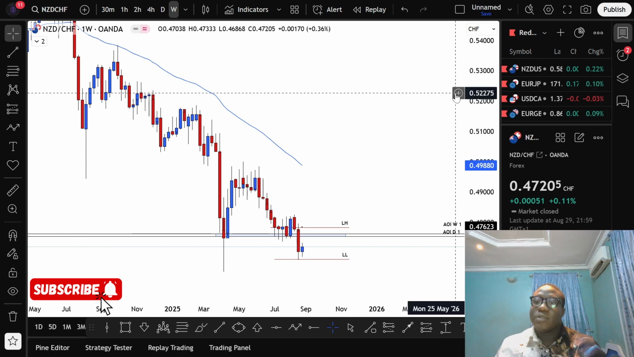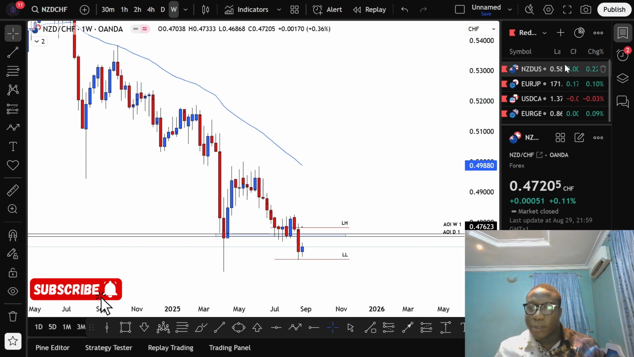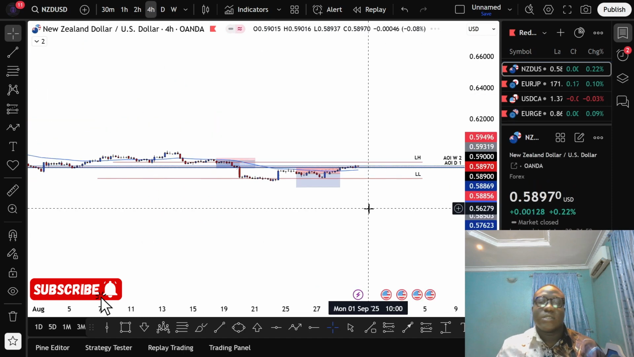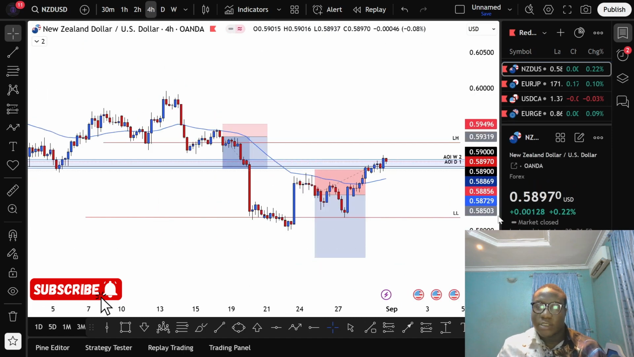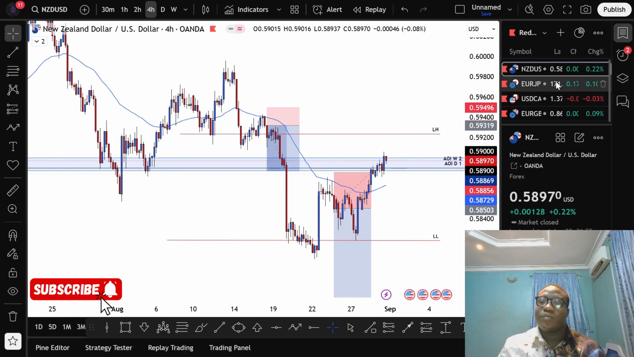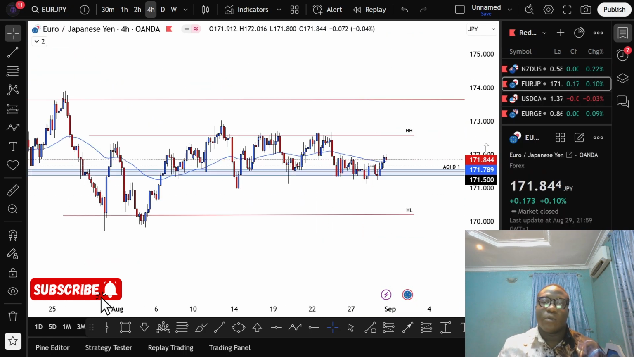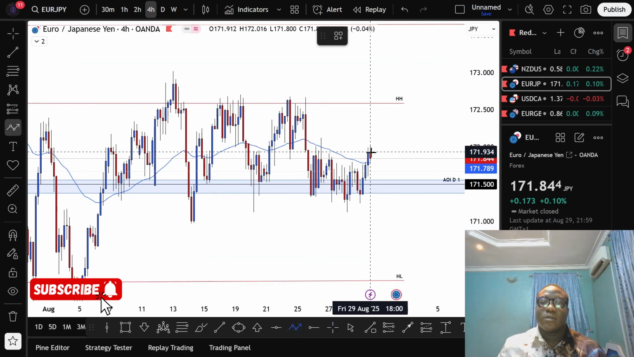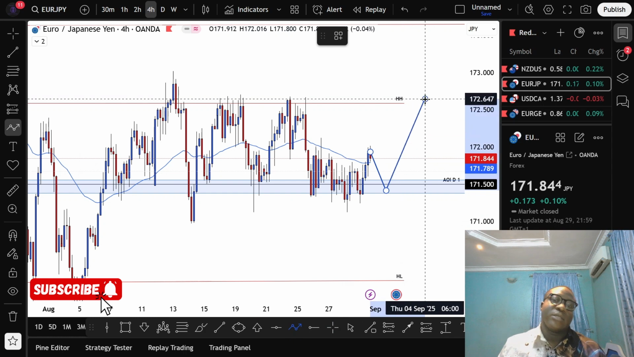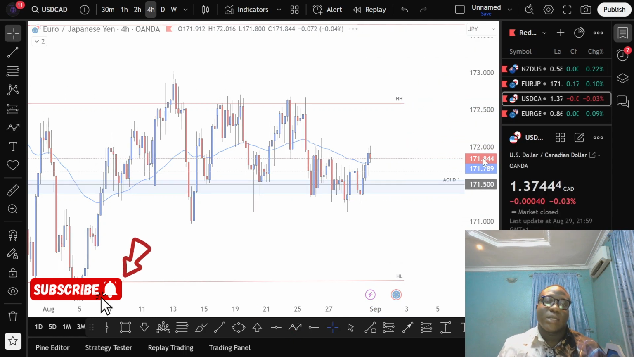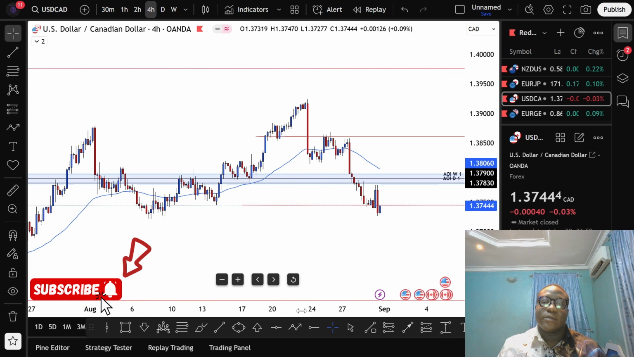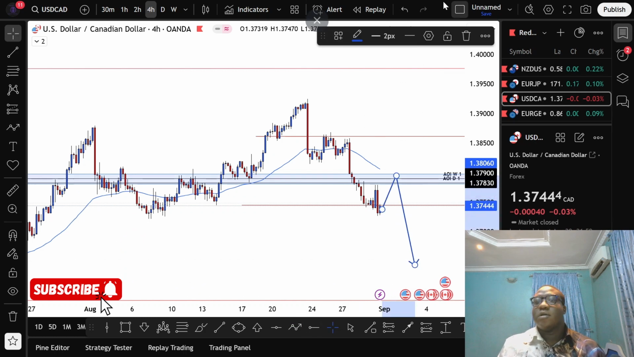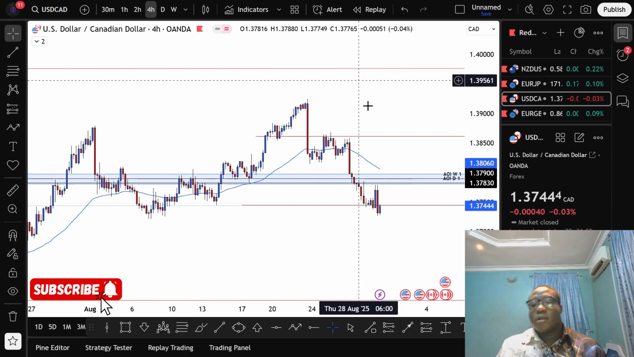So basically, these are the pairs that we have for the week. Let me go through it again. NZD-USD, basically we're just waiting for our entry signal on the 4-hour time frame. EURUSD, we're waiting for a pullback to our area of interest to take the buys. USD CAD, we're waiting for a pullback to our area of interest to sell. This is what we have for the week.